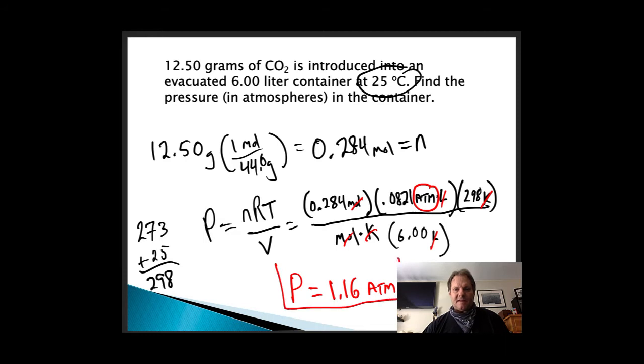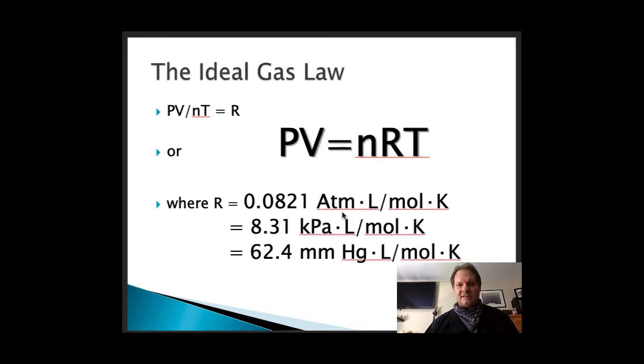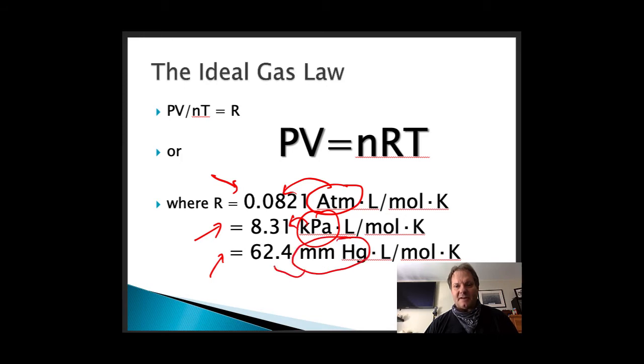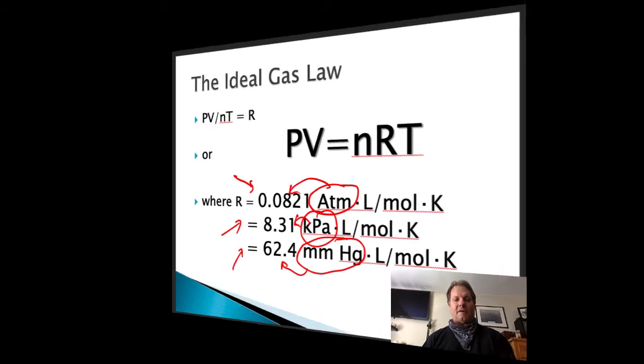So given 3, I can find the fourth. Doesn't really matter which particular variables I'm talking about. I could be given any 3 and I can find the fourth because I always know R. R is always going to be one of these values, depending on the different pressure units. If I'm talking about atmospheres, I use 0.0821. If I'm talking about kilopascals, I use 8.31. If the pressure is given in millimeters of mercury, I'm looking at 62.4.